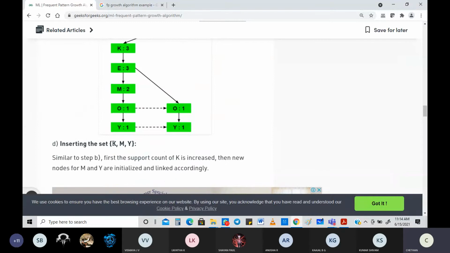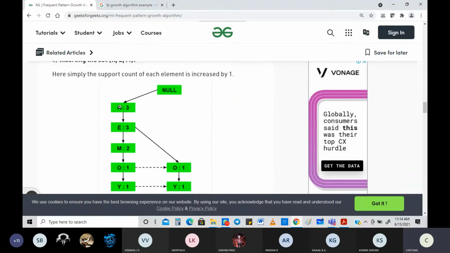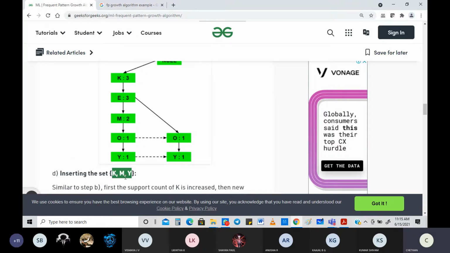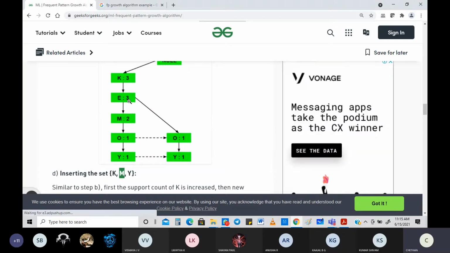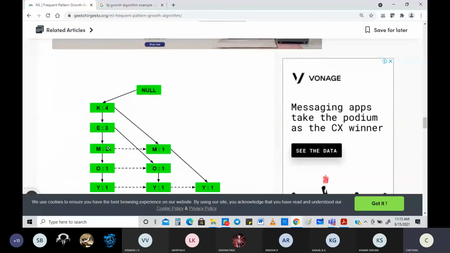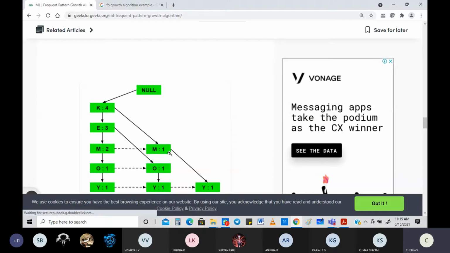Now you go to the next part, KMY. For this, we need to insert KMY. K is here, so this will be incremented to 4. Not a problem. Then they are talking about M. Now there's a problem. K to M they are talking, and in between there is an E. I need to go from K to M. What should be done? Very simple. I need to create one more node for M. If I create one more node for it, this is what I'm going to get. This is the node that has been written like this.